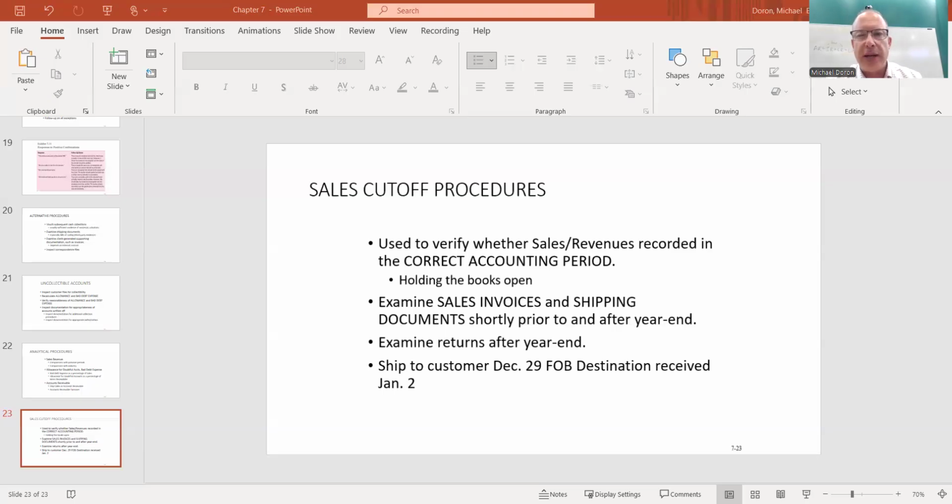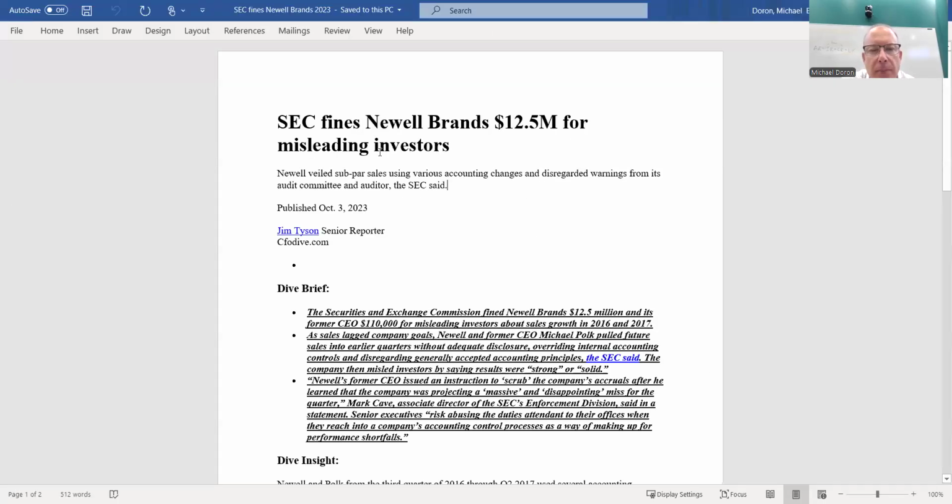SEC fines Newell Brands 12.5 million for misleading investors. Newell veiled subpar sales using various accounting changes and disregarding warnings from its audit committee and auditor. This is about 2 years ago. The Securities and Exchange Commission fined Newell Brands 12.5 million and its former CEO 110,000 for misleading investors about sales growth in 2016 and 2017.